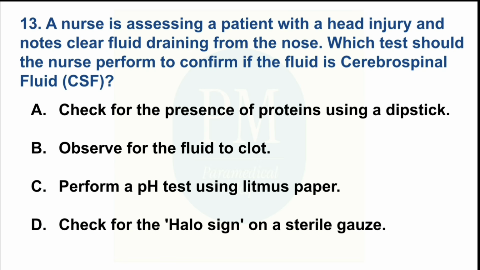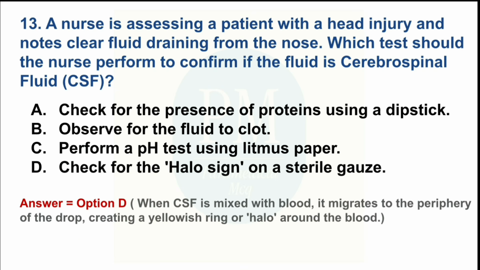A nurse is assessing a patient with a head injury and notes clear fluid draining from the nose. Which test should the nurse perform to confirm if the fluid is cerebrospinal fluid, CSF? Option A. Check for the presence of protein using a dipstick. Option B. Observe for the fluid to clot. Option C. Perform a pH test using litmus paper. Option D. Check for the halo sign on a sterile gauze. The correct option is option D. Check for a halo sign on a sterile gauze.